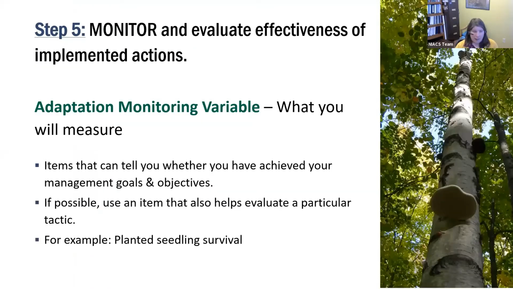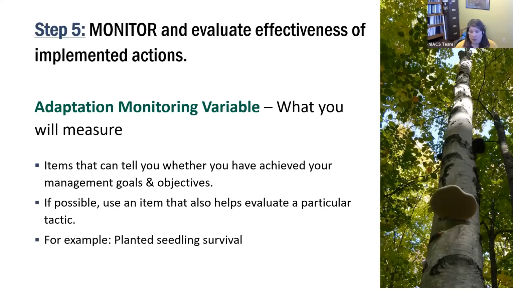So in this step, in your adaptation workbook, you'll first define your monitoring variable. So here we will identify monitoring items that will be used to evaluate whether we've achieved our management goals and objectives, or whether we have achieved a milestone that indicates progress toward your goal. So when possible, selecting monitoring items will also help you understand whether the adaptation tactics recommended in step number 4 were effective in working toward your management goals under climate change.